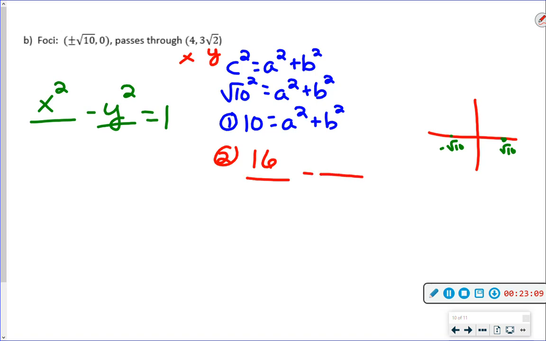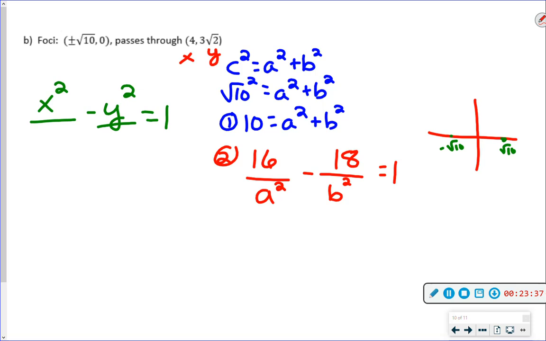Okay, can you square 3 square roots of 2 in your head? Can you square 3 square root of 2, which is 18? And again, do we know a squared or b squared? Now, as much as you'd like to write no solution on this, no such luck.